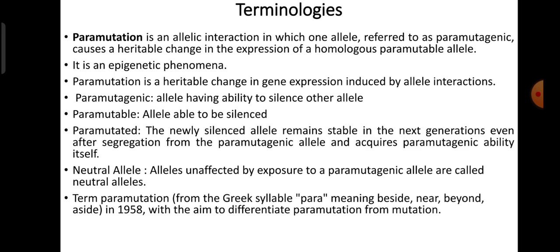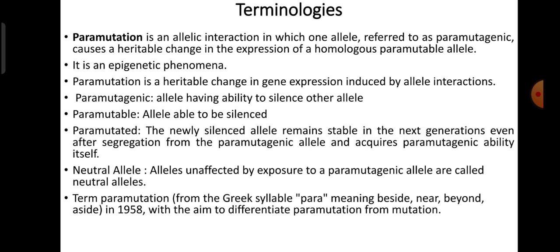Here, three or four terms are very important. One is paramutagenic. Genic means causing. The allele has the ability to silence another allele. It is like me having the ability to control some of the pupils. If I am taking a class for primary school children, I am a teacher and I have the ability to make them keep quiet. That is a kind of paramutagenic, just an example.